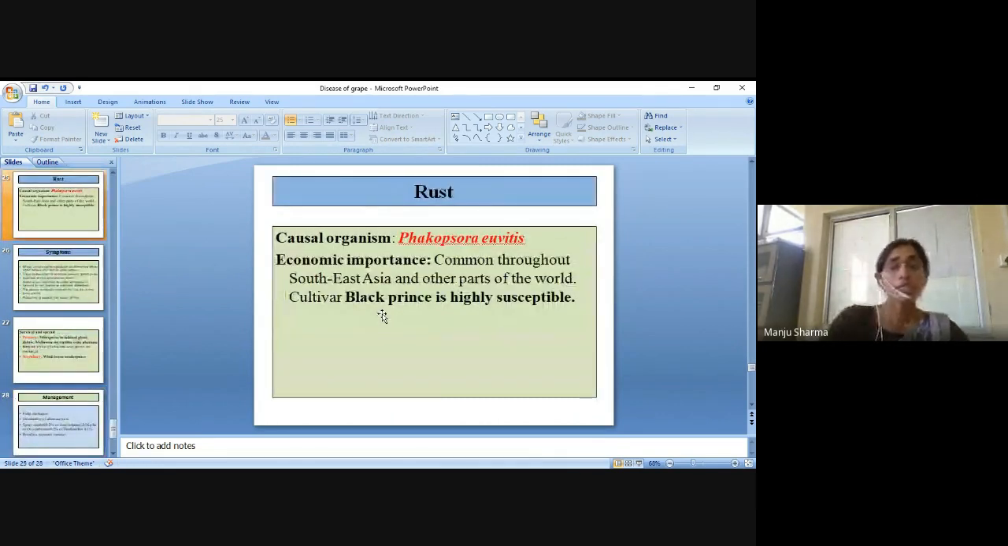Then rust disease, causal organism is Phakopsora euvitis. Economic importance: it is common throughout Southeast Asia and other parts of the world. Cultivar Black Prince is highly susceptible.